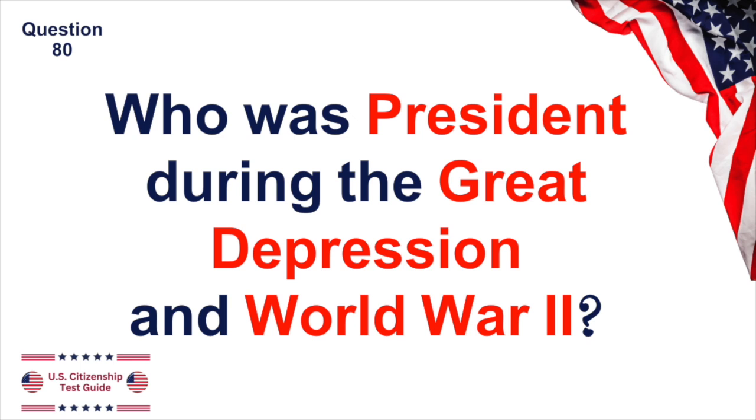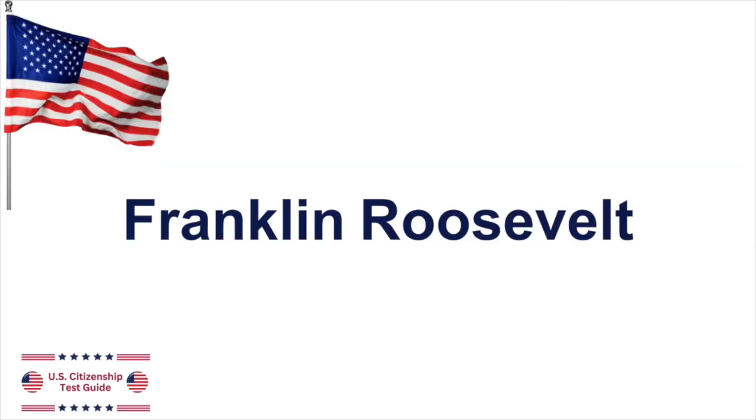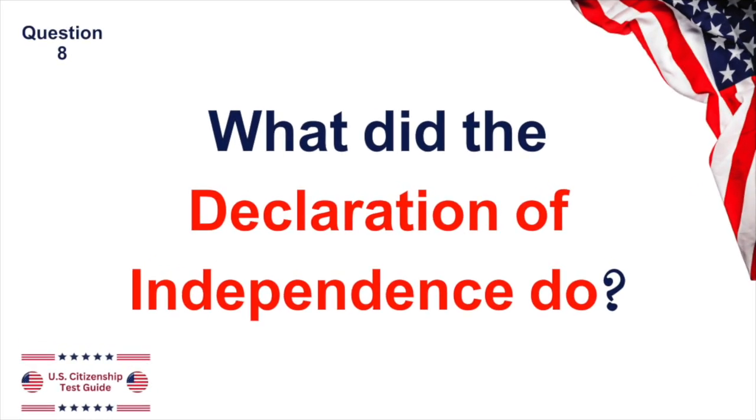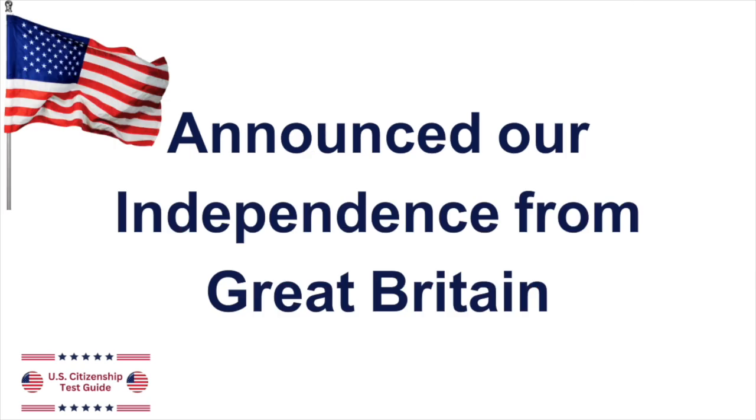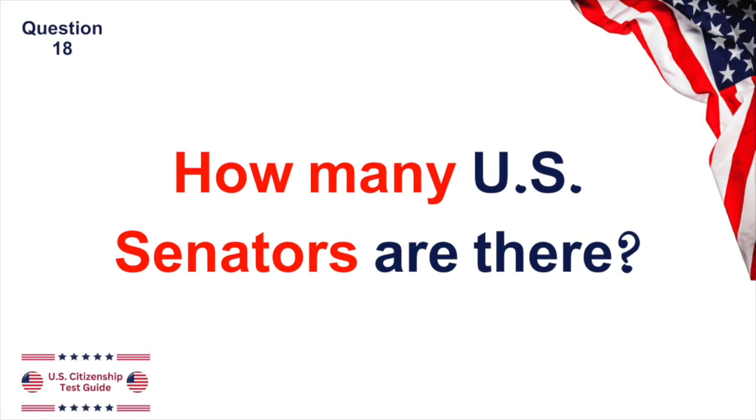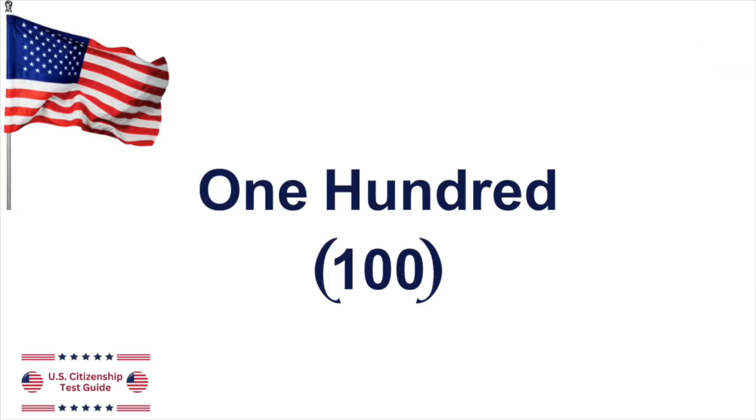Who was president during the Great Depression and World War II? Franklin Roosevelt. What did the Declaration of Independence do? Announced our independence from Great Britain. How many U.S. senators are there? 100.